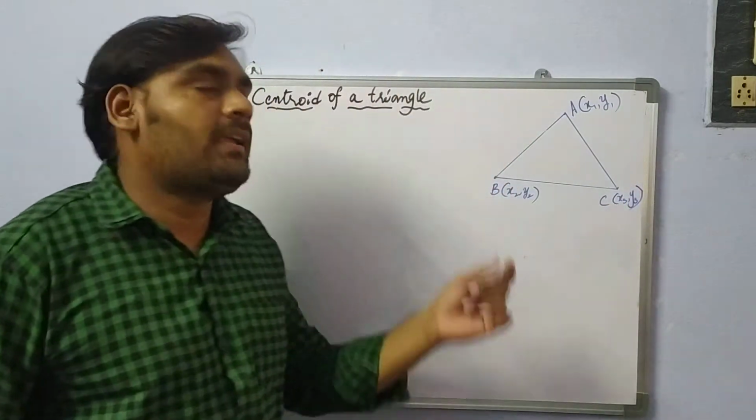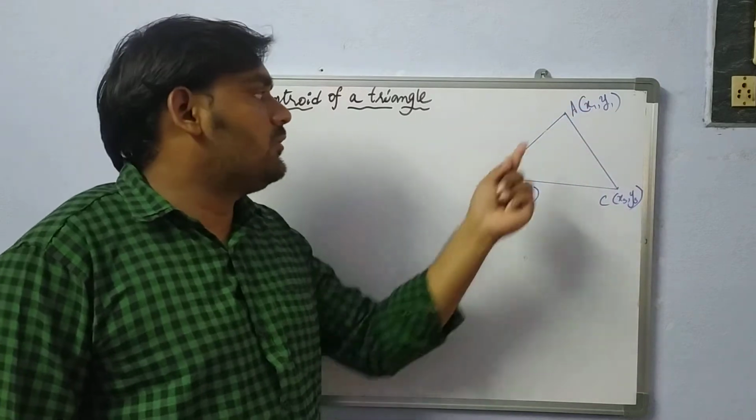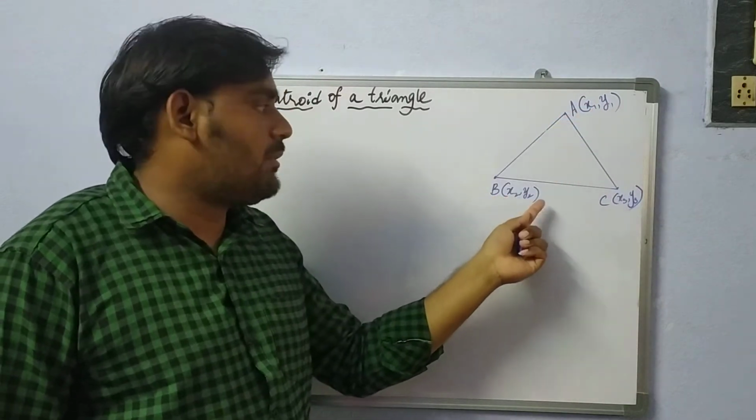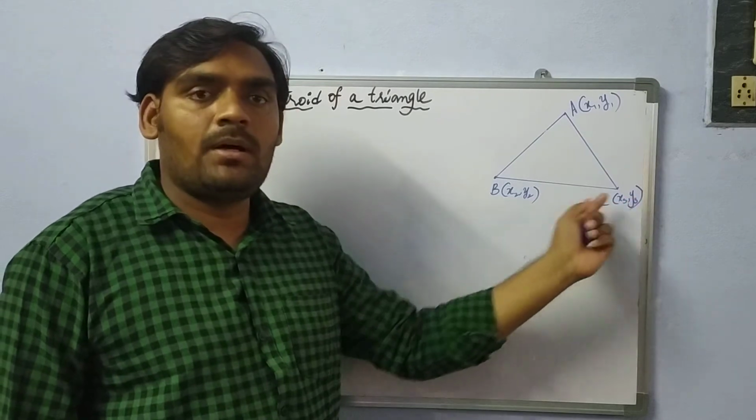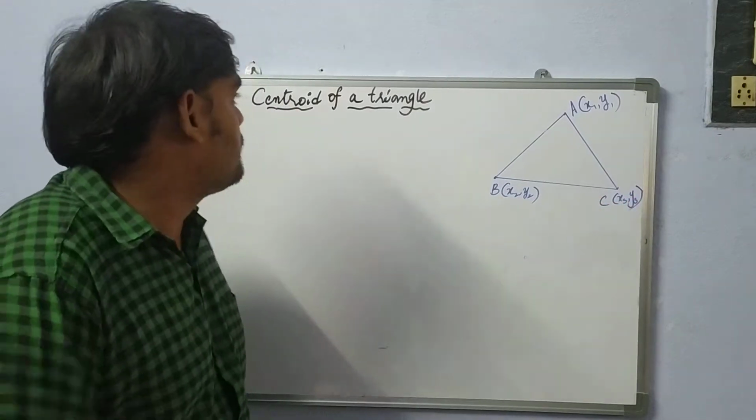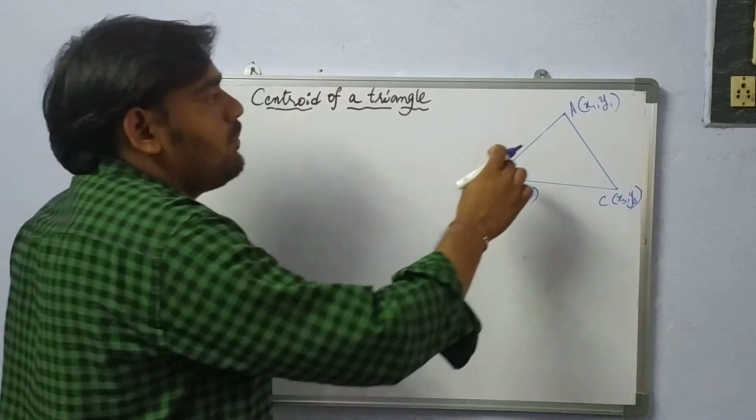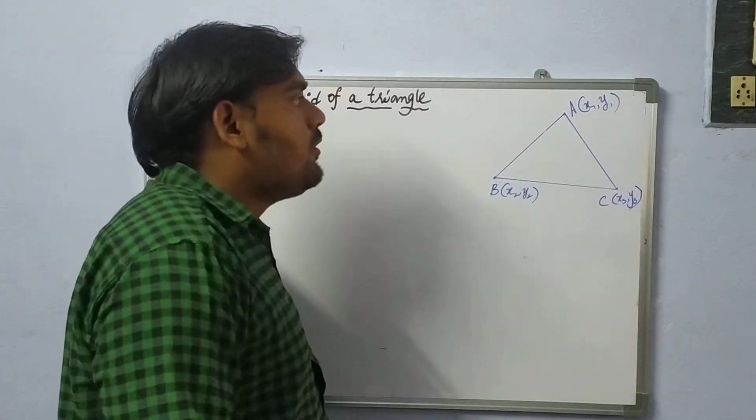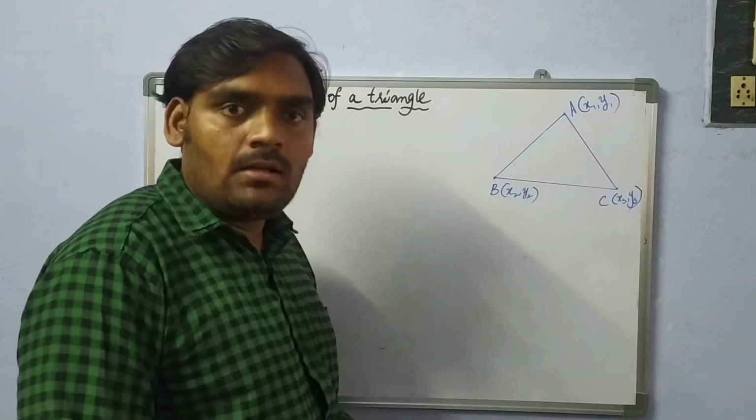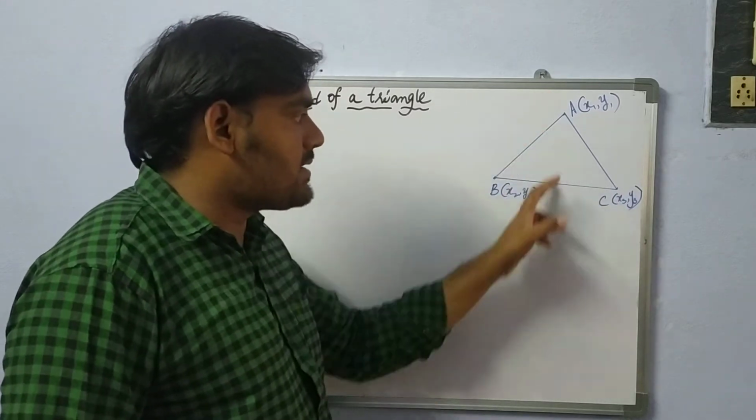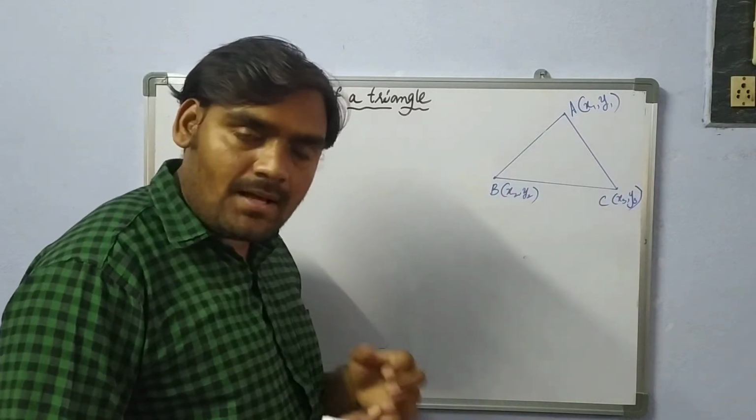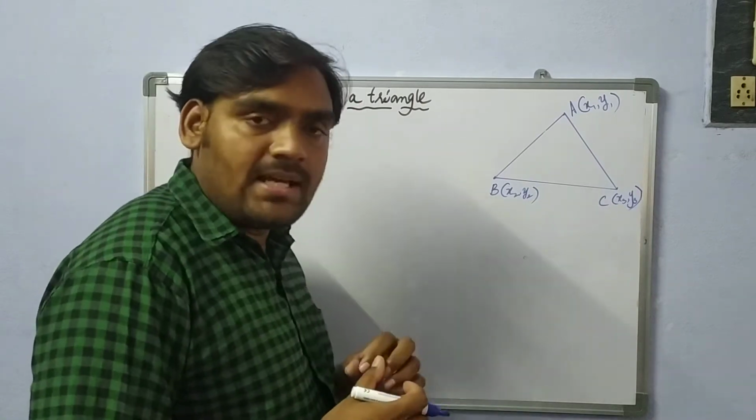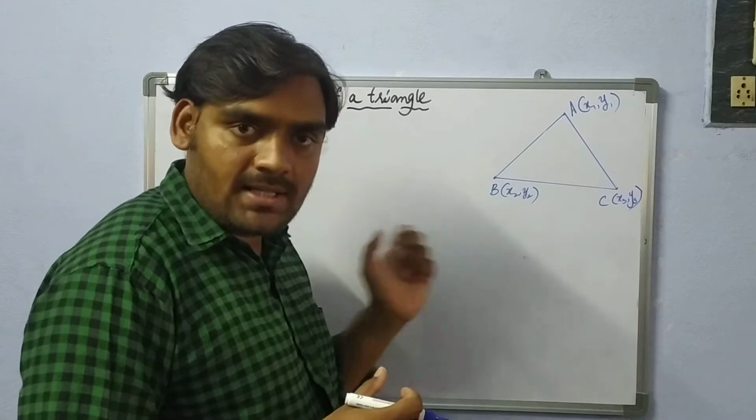So it is a triangle ABC with the vertices A (x1, y1), B (x2, y2), C (x3, y3). The centroid of a triangle is the point of intersection of medians. For any triangle we will get three medians. It may be an obtuse angle triangle, an acute angle triangle, or a right angle triangle. We will get three medians for a triangle.